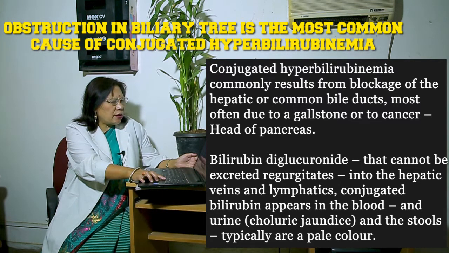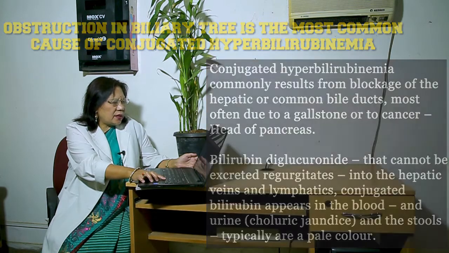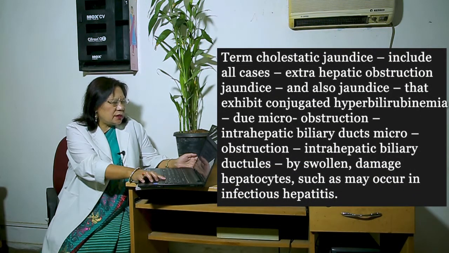Bilirubin diglucuronide that cannot be excreted regurgitates into the hepatic veins and lymphatics. Conjugated bilirubin appears in the blood and urine, which is known as choluric jaundice, and the stools are typically pale in color. The term cholestatic jaundice includes all cases of extrahepatic obstructive jaundice and also jaundice that exhibits conjugated hyperbilirubinemia due to micro-obstruction in the intrahepatic biliary ductules by swollen and damaged hepatocytes, such as may occur in infectious hepatitis.